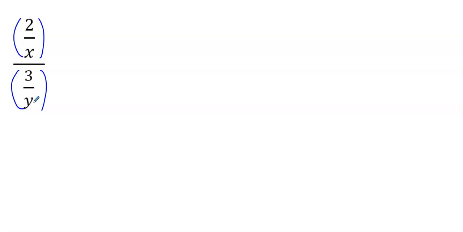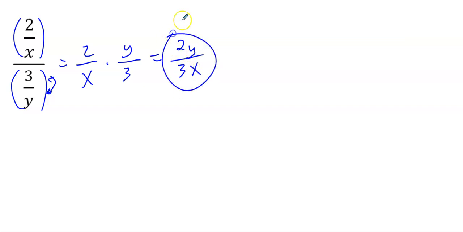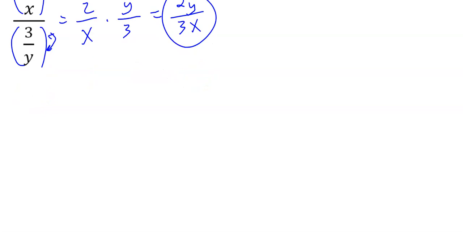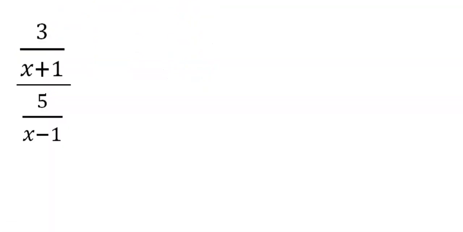Oftentimes, if you have just one fraction in the numerator and denominator, you can go, okay, instead of dividing by a fraction, I'm going to multiply by its reciprocal. So you just take the reciprocal of that one and multiply. So it'd be 2 over x is the numerator times the reciprocal of the denominator, which would be y over 3. And so you get 2y over 3x. And that's simplified. Now this is not a complex fraction. This is just a fraction. It has a numerator and denominator, and doesn't have a fraction inside of the numerator or the denominator.